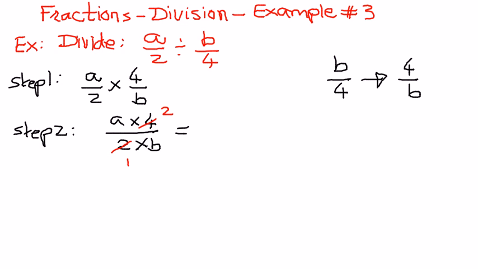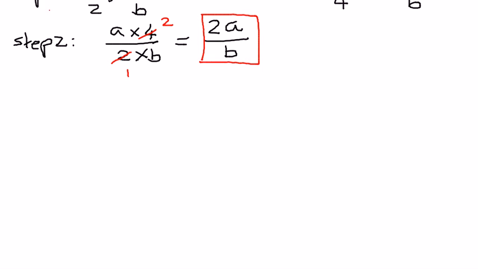Therefore we're going to put them together. A times 2 is a2 or 2a, that is 2a is a better way of writing it out, and then 1 times b or just b is the same thing, and therefore 2a over b is the simplified form of dividing a over 2 divided by b over 4. Okay, let's look at another example.